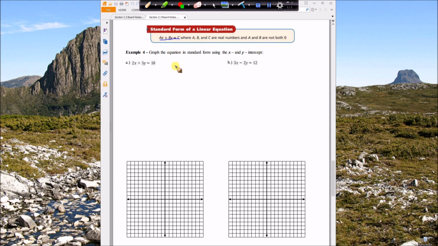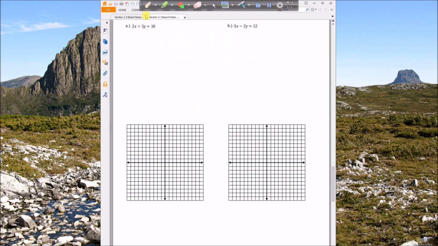Okay. So standard form. Graph the equation in standard form, but this time they want you to use the x and the y-intercept. Also a review topic from Algebra 1. So x and y-intercept, and I'll show you quickly again how to find that. So let me move this up a little bit. Let's get past the formula. Okay, and so here I'm going to graph this using the x and y-intercept.